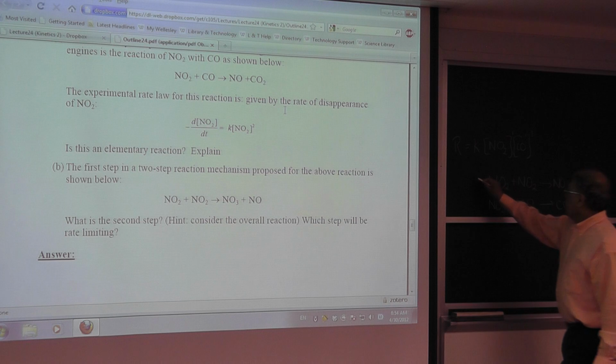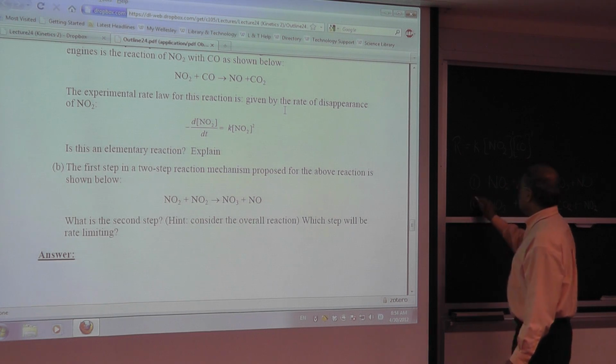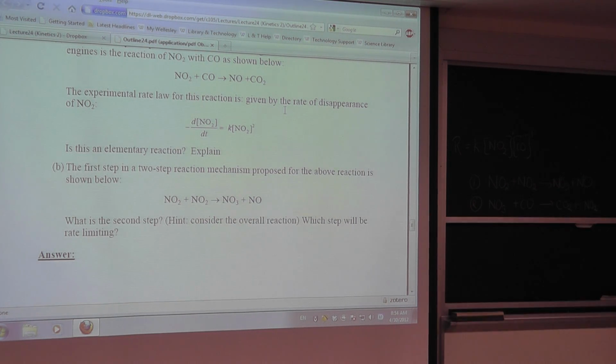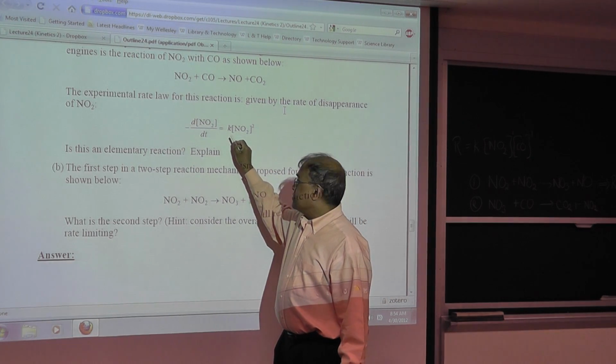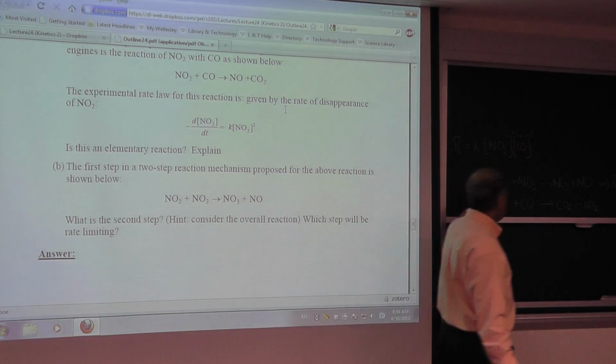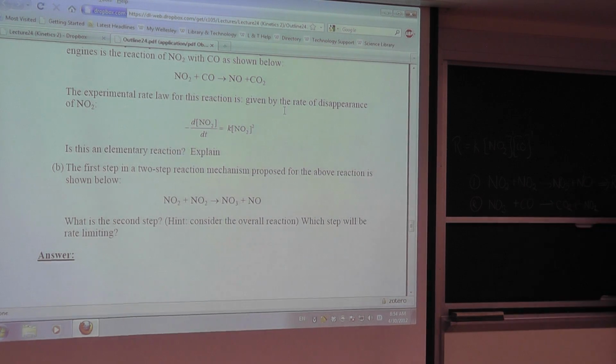So this is step 1, this is step 2. Which is the rate limiting step? The first one, because as soon as you write this elementary step, you can write that the rate is going to be equal to k times NO2 squared. Because this is an elementary step, you can immediately write down the rate law. This rate law exactly matches this rate law. So, therefore, the first step must be the slow step, and the second step must be the fast step.